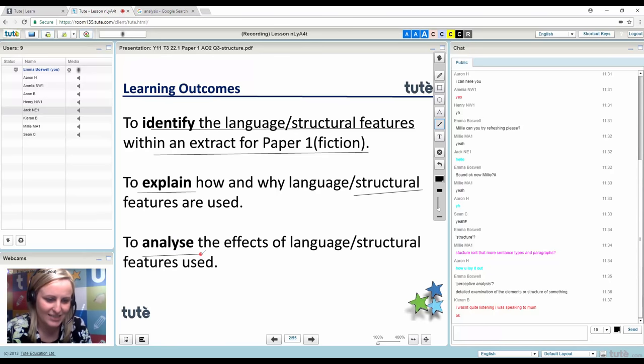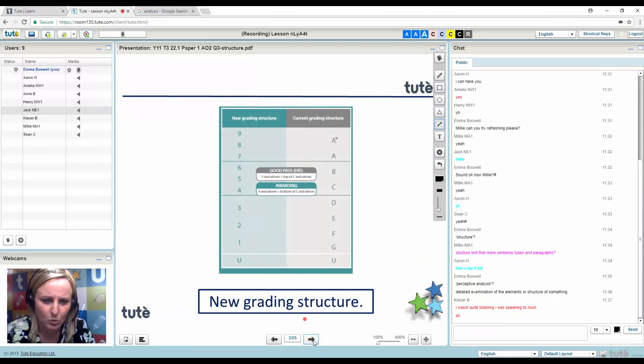And then we're going to go to this key skill of analysing, so to analyse the effects of using these features, again today with the focus on structure. So for example, paragraphs are used, this is why they're used, but then this is the effect on the reader.